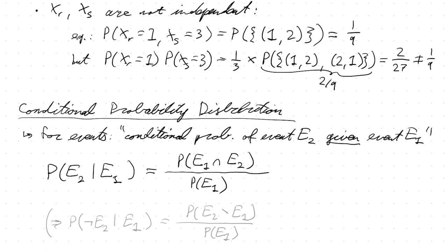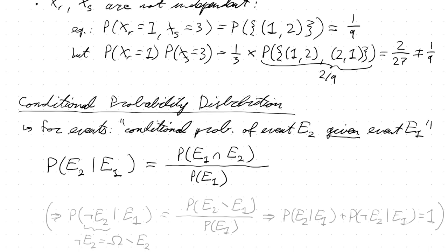And therefore, if you add the two up, you can convince yourself that the probability of E2 given E1 plus the probability of not E2 given E1, where not E2 is really just omega without E2, is one, as you would expect from a sensible definition. If you already know that event E1 happens, then given that E1 happens, either event E2 happens or it doesn't, and the sum of those has to be exactly one. As an exercise, you may want to prove this relation using only the axioms of the probability measure.